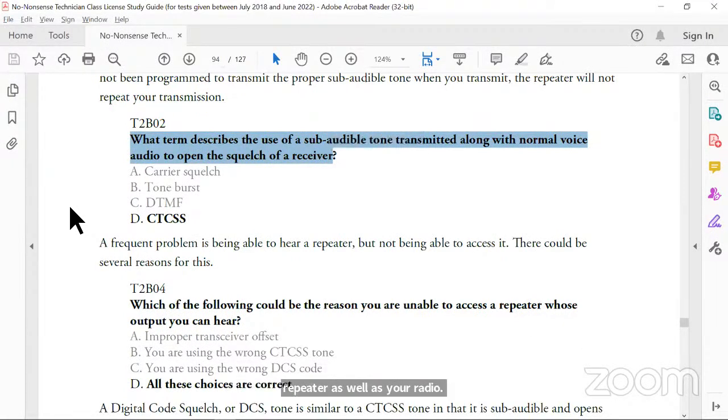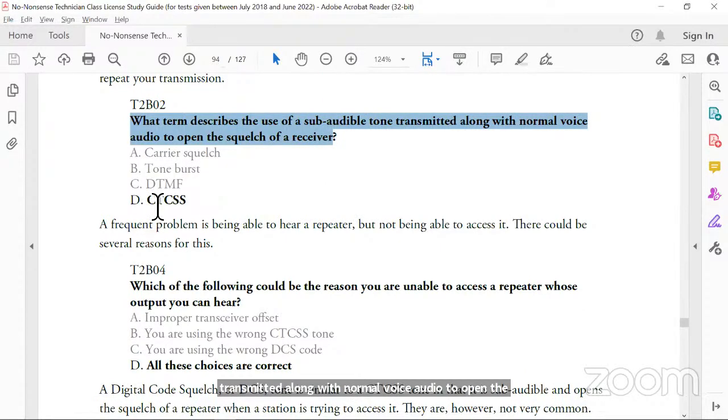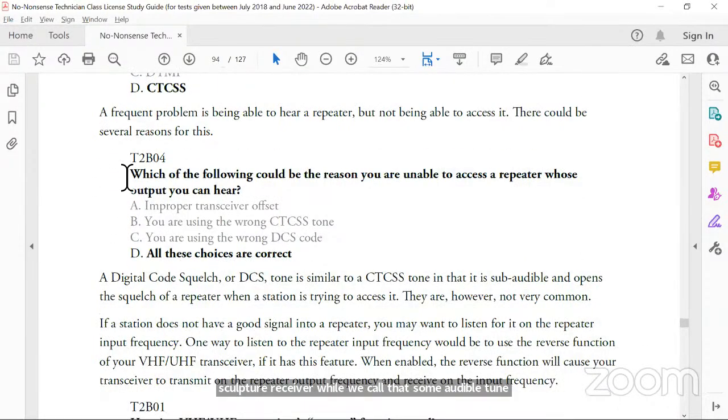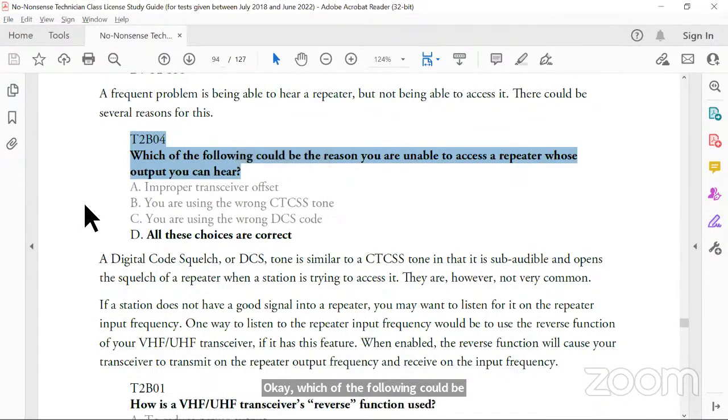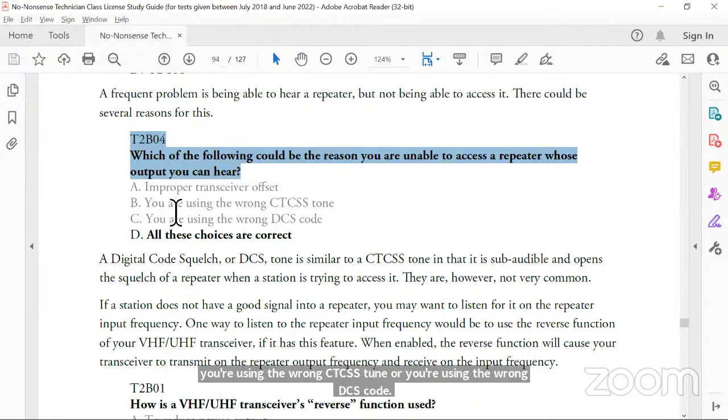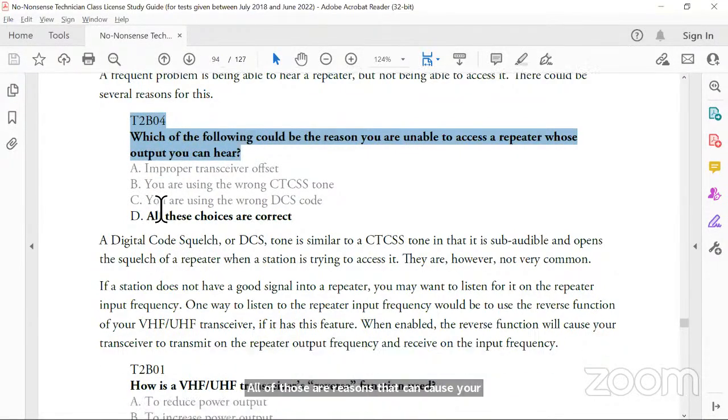What term describes the use of a sub-audible tone transmitted along with normal voice audio to open the squelch of a receiver? Well, we call that sub-audible tone CTCSS. Okay. Which of the following could be the reason you are unable to access a repeater whose output you can hear? Well, if our transceiver offset is wrong or improper, you're using the wrong CTCSS tone, or you're using the wrong DCS code. All of those are reasons that can cause your repeater to be inaccessible to you.